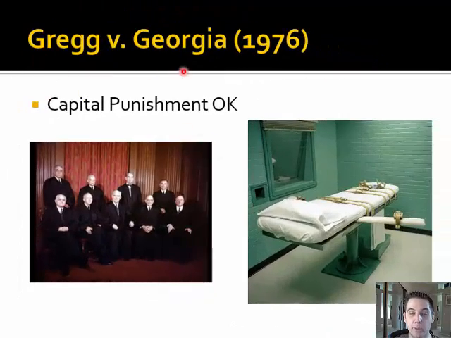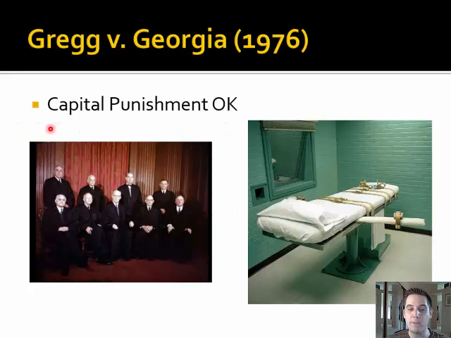Gregg versus Georgia came a few years later, and this was kind of in response to Furman versus Georgia, because many states after Furman were afraid to continue to sentence people to the death penalty, because they weren't totally sure how to prove that the death penalty was applied fairly and consistently. They knew what the word consistently meant, but they just weren't sure exactly how to prove it, so they didn't want to waste their time and effort sentencing someone to the death penalty and then having that penalty overturned. So a lot of states were starting to rewrite their laws. So this court case was brought back to the Supreme Court to have them confirm that it was okay to have capital punishment.